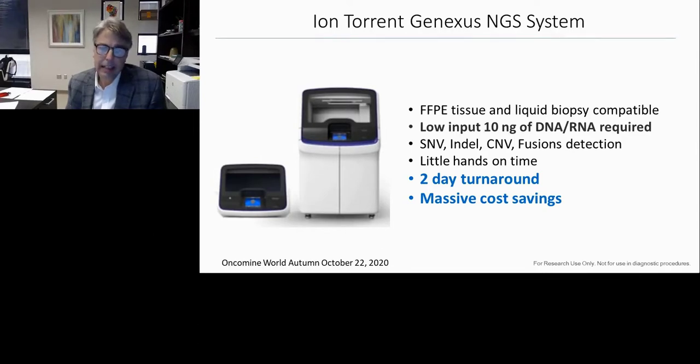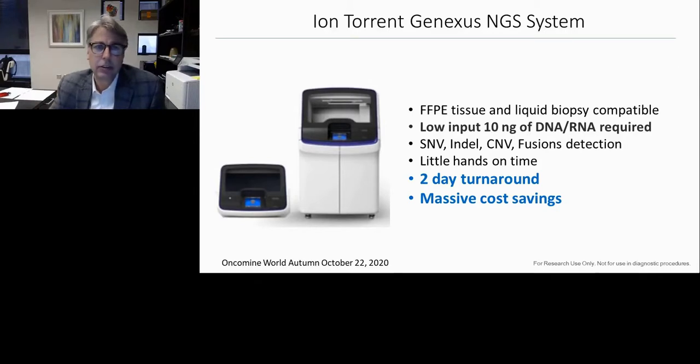Depending on the kit or assay you're using, it can detect a wide range of variants, including SNVs, indels, CNVs, and fusions. It has very little hands-on time, which is really nice for the lab. And the two features that really were most important to us were the fast turnaround time of 2 days, and then we did some calculations and recognized that it represented a massive cost savings for us.